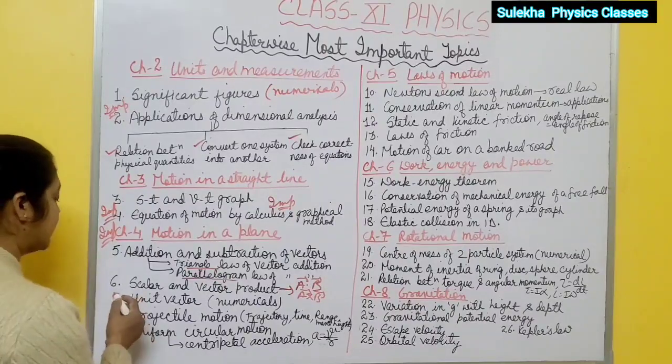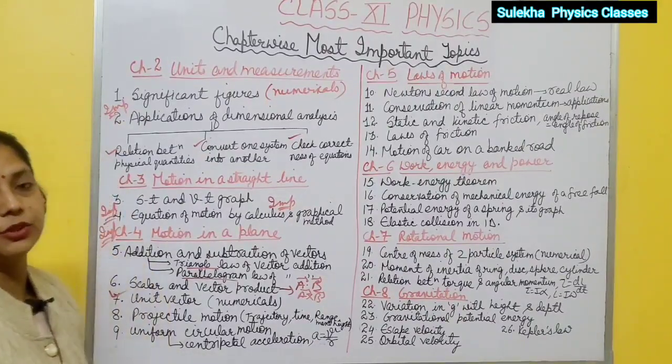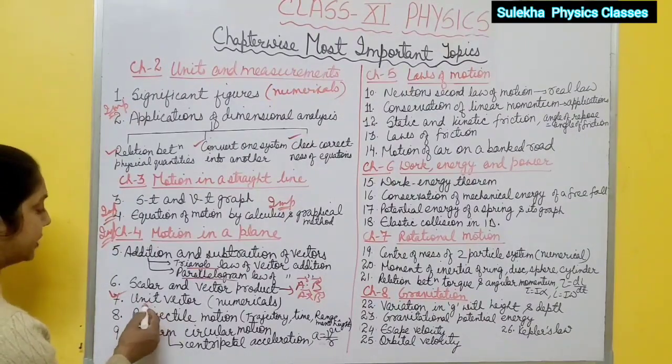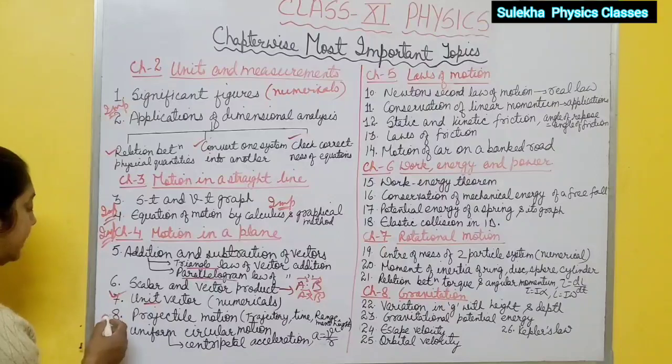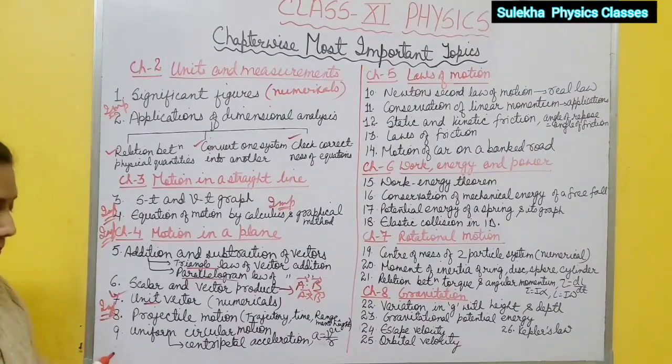Then next one is unit vector. This unit vector is also very important. 1 or 2 marks questions comes from this topic. What type of questions comes? Like projection of a given vector. So you must have some idea about this unit vector. Numericals comes.